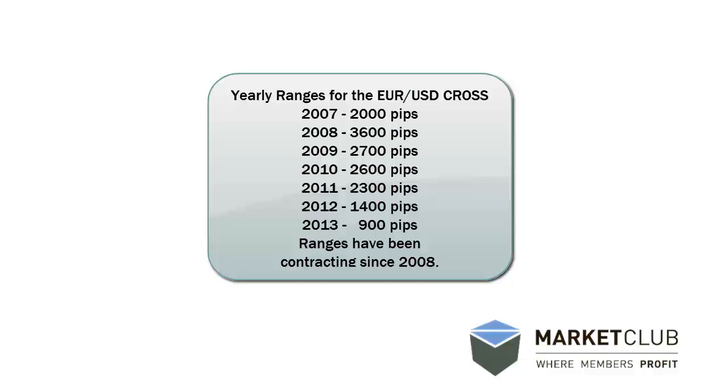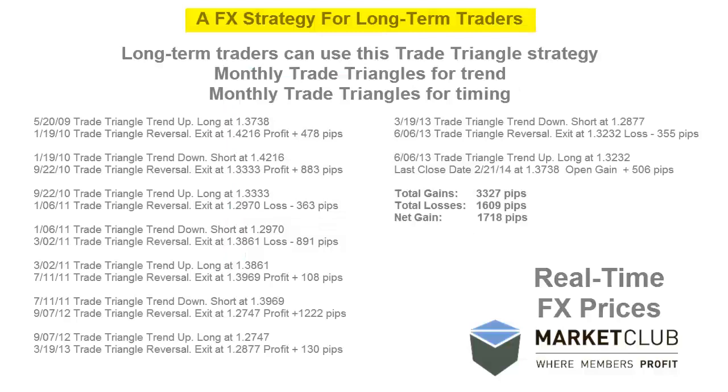Now let's take a look at the actual numbers of this strategy using our monthly long-term program. Okay, as promised, here are the actual results of using our long-term trade triangle strategy for trading the FX markets. First trade was done on May 20th of 2009, so it's been trading for about 5 years. And as you can see, the first trade produced a profit of 478 pips, and the second trade produced a profit of 883 pips.